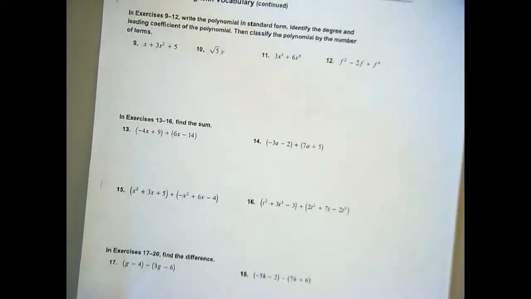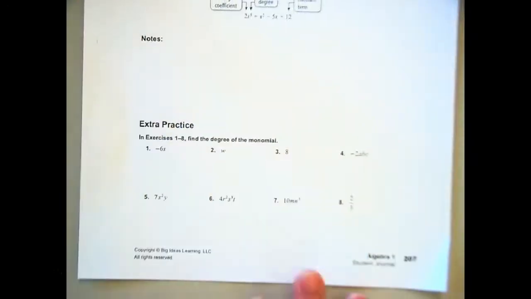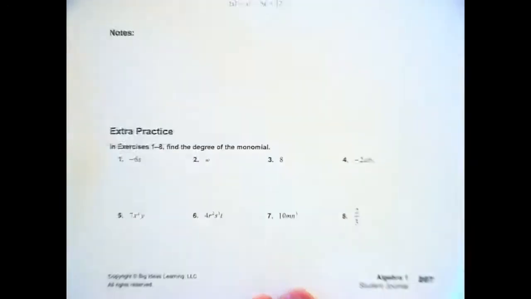All right. Page 208, Student Journal. I want you to go ahead and work. Actually, 207. Bottom of page 207 is where it starts. I want you to work through that page. You work together on it.